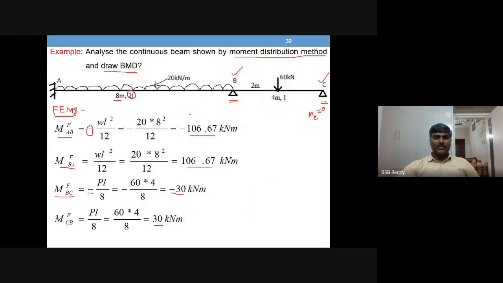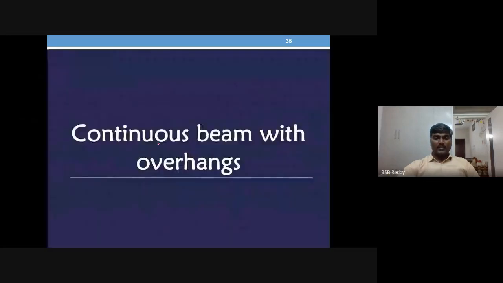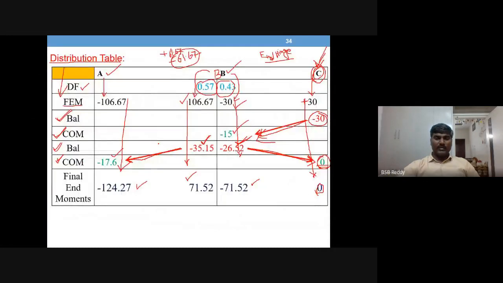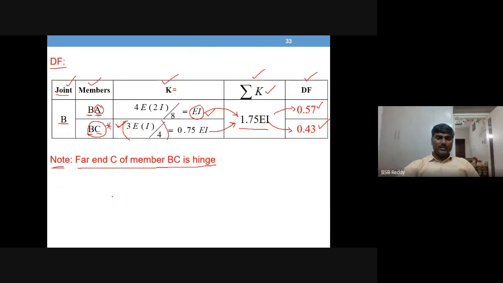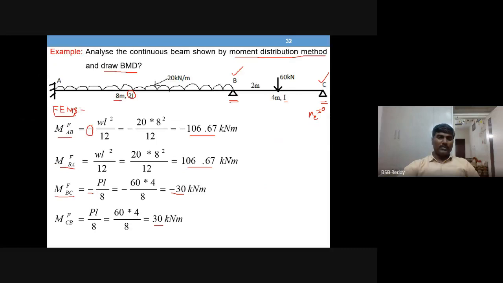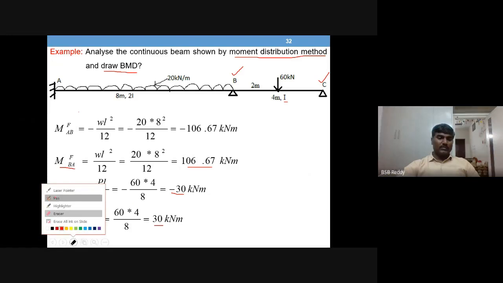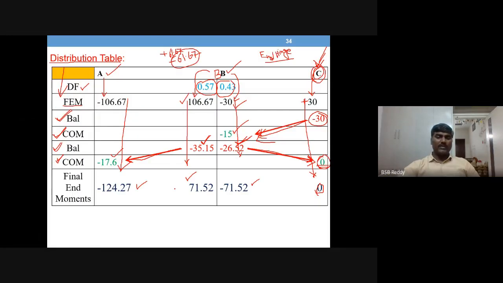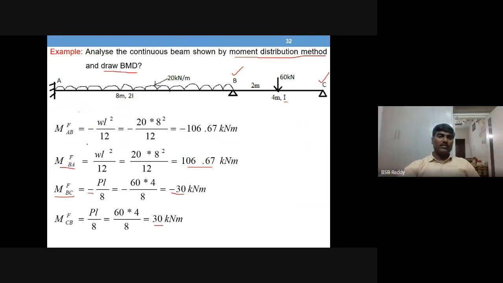Is it asked for BMD? Yes, okay. So let us draw BMD for this. So I'll take an empty page, here itself. I'll draw BMD here itself on this diagram. Okay. Right. So what are the pinch point values? Minus 124.27. So just draw a reference line there.